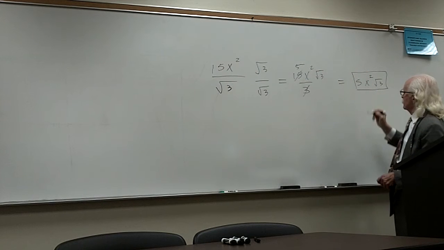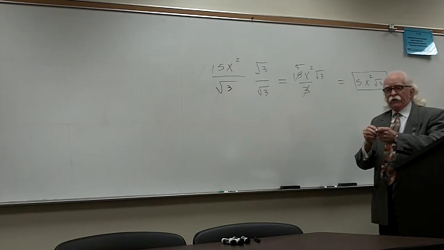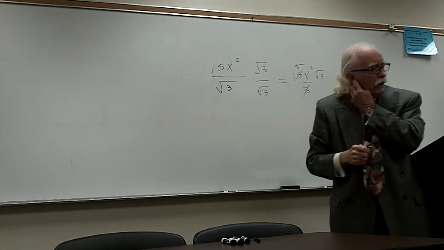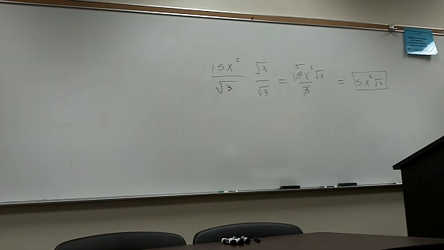Everybody see this? Yes. We certainly rationalize the denominator. Now, if you had to read that, that would be 5x onto the square root of 3. Sometimes you say it like that. Sometimes you just say what? 5x squared times the square root of 3. Sometimes you may hear it said 5x squared onto the square root of 3. Fair enough?